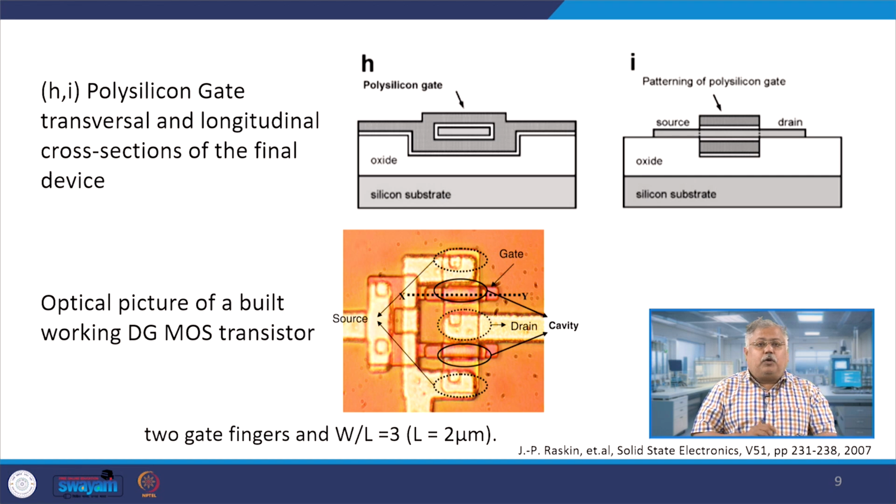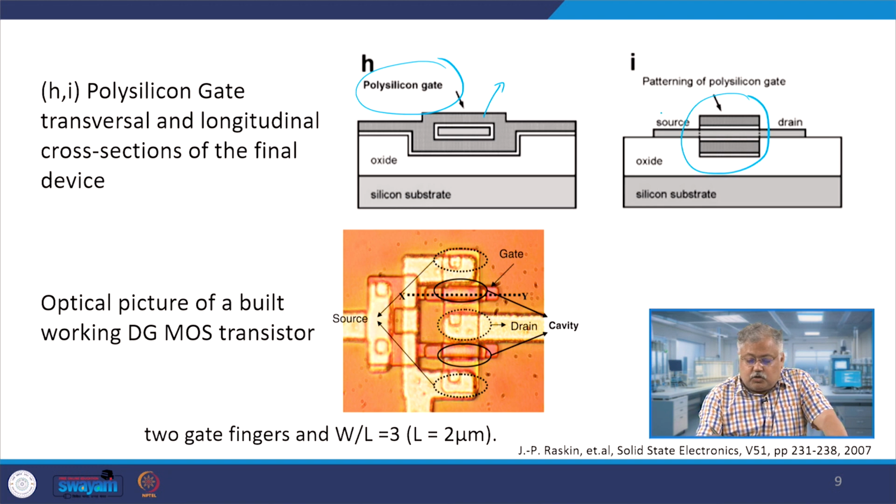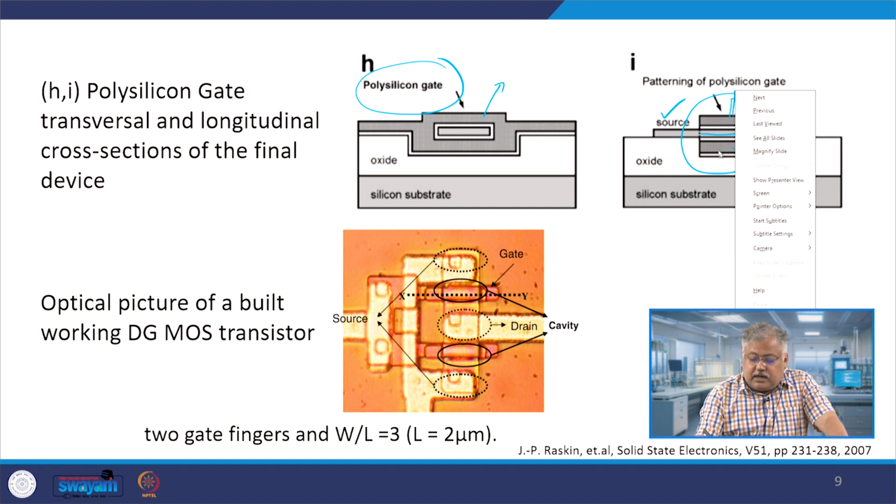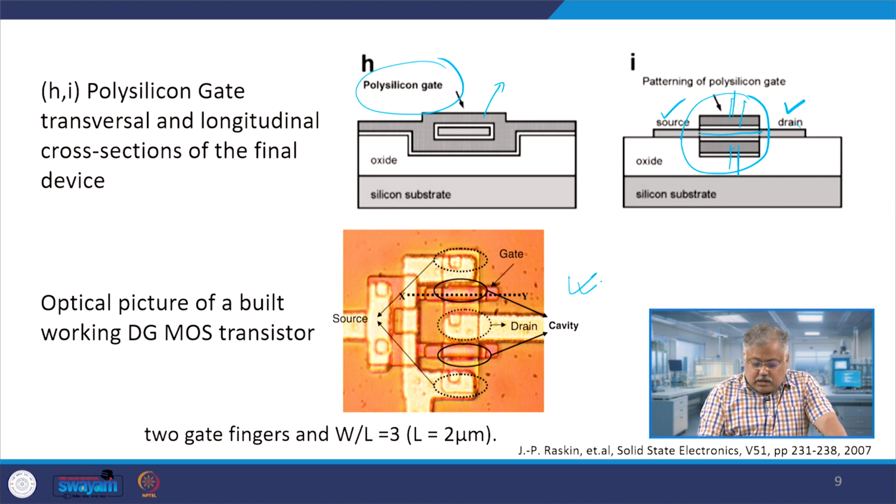Now, let me come to the polysilicon gate here. Once you grow the polysilicon gate, this is the polysilicon gate which you are doing, and then you do a patterning here. This is the patterning, and this comes out to be source, drain, and this is the gate here, right, and these are the gates which you see here. This is the gate, this is the gate, and this is the source drain. And this is the final device of what I was trying to discuss with you, which I showed you in the first slide.